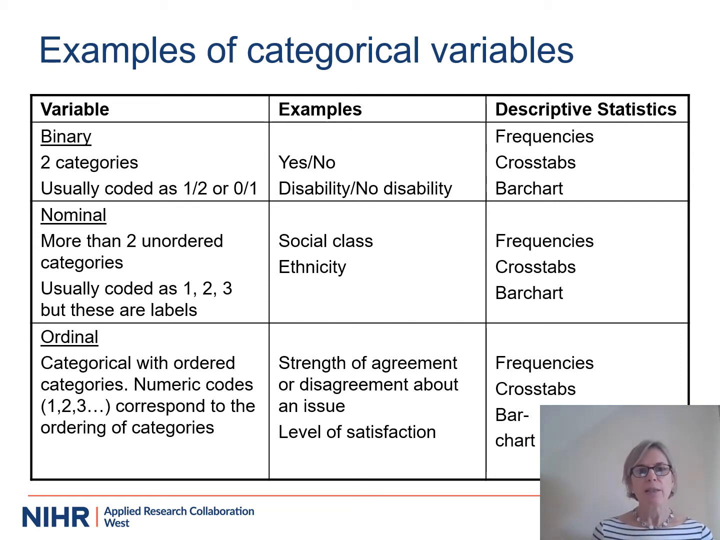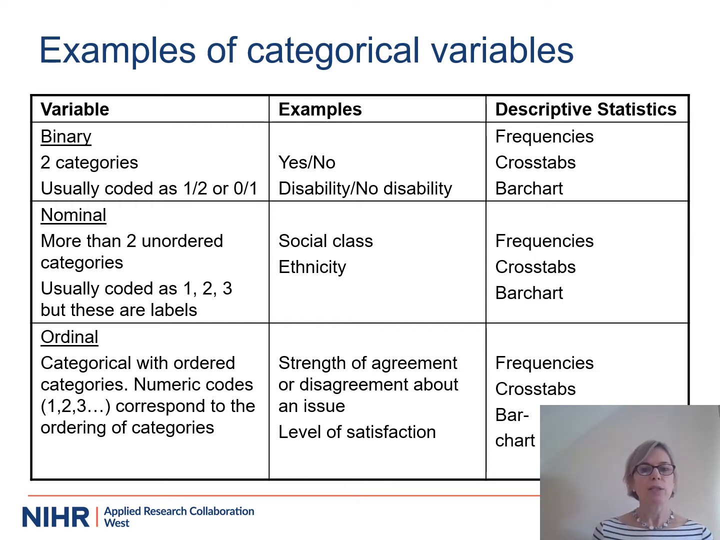The nominal data is those which fall into more than two unordered categories. So these are the more named categories, which we might put on things like social class, ethnicity. These are descriptions, but we can again code them with a number, but these are used as labels rather than a value, if you like.